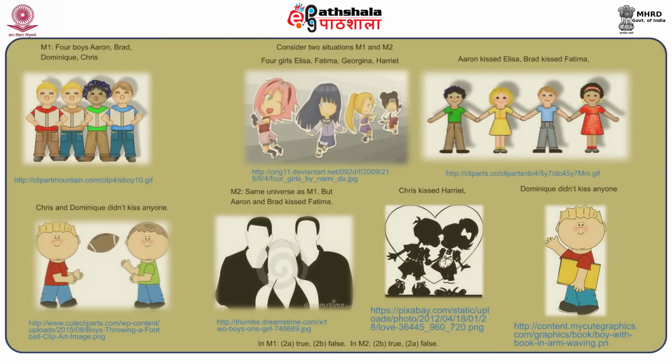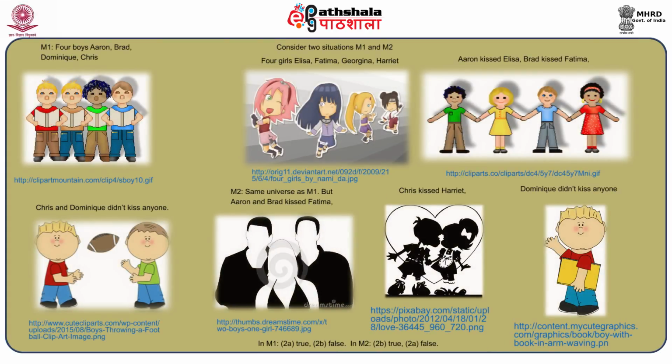The interesting thing about this pair of examples is that the two interpretations are logically independent. That is, neither entails the other. So in other words, it is possible for 2A to be true in a situation and 2B false, and for 2B to be true in a situation and 2A false. To see this, consider two situations M1 and M2.